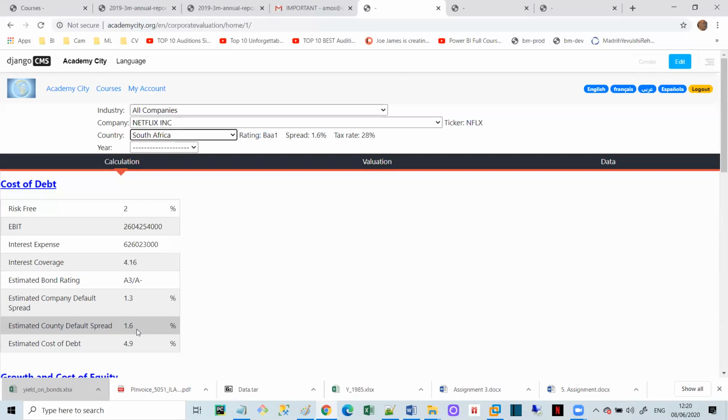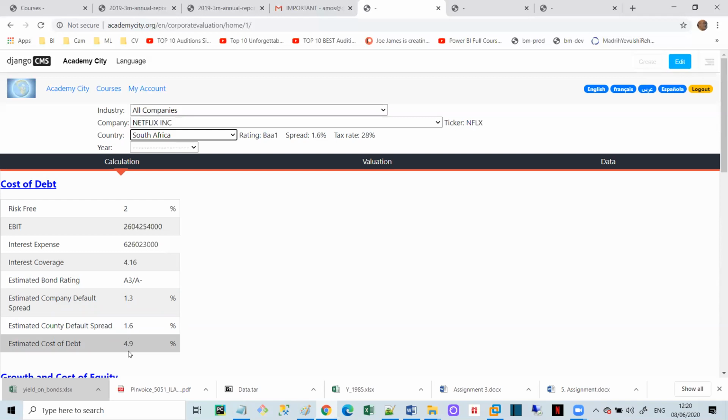So let me repeat and conclude. How do we do cost of debt? We take the risk-free, then we estimate how much spread we need to add because the company is risky. So Netflix is not the most secured company based on the EBIT relative to the interest, or the interest coverage. According to the interest coverage ratio, it's a little risky, so I have to add 1.3%. In addition, if Netflix was operating only in South Africa, I should have added another 1.6%, okay? And the total RD would be 4.9.